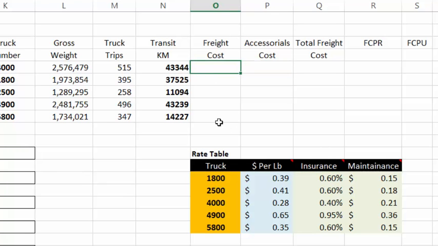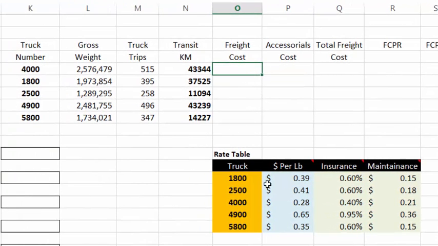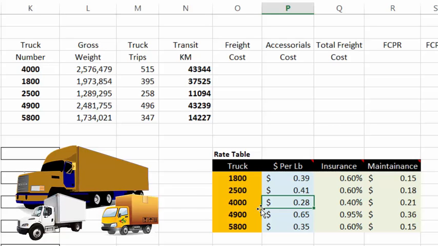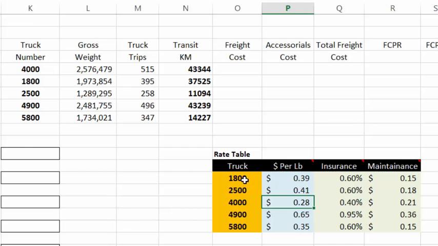Now, let's take a look. We charge different rates depending on the truck. So if your truck number is 4000, we're going to apply a rate of 28 cents. Now, this might be because each truck is unique. We don't know, right? The purpose here is to learn how to do it. And normally, like I told you, you'd have multiple trucks anyway. So larger, smaller, different capacities, different makes would incur a different cost. So truck 1800, in fact, is quite expensive, right? 39 cents. But look at this, truck 4900's costing me 65 cents.